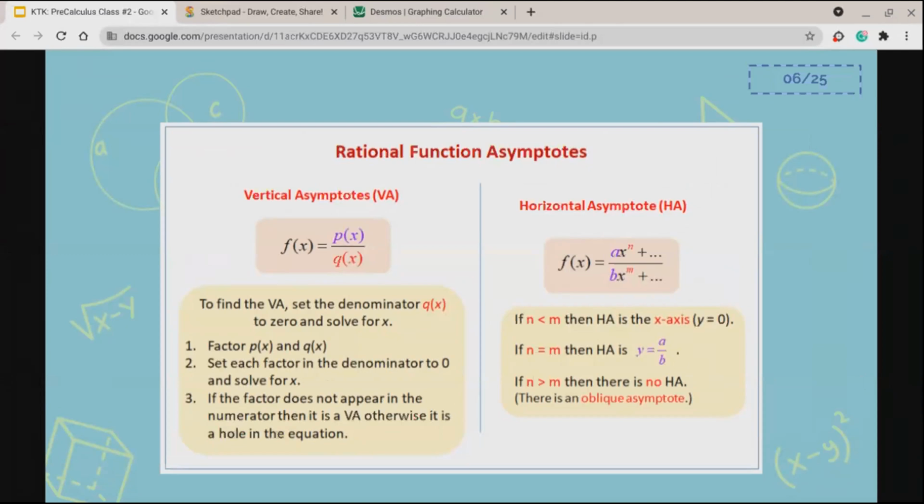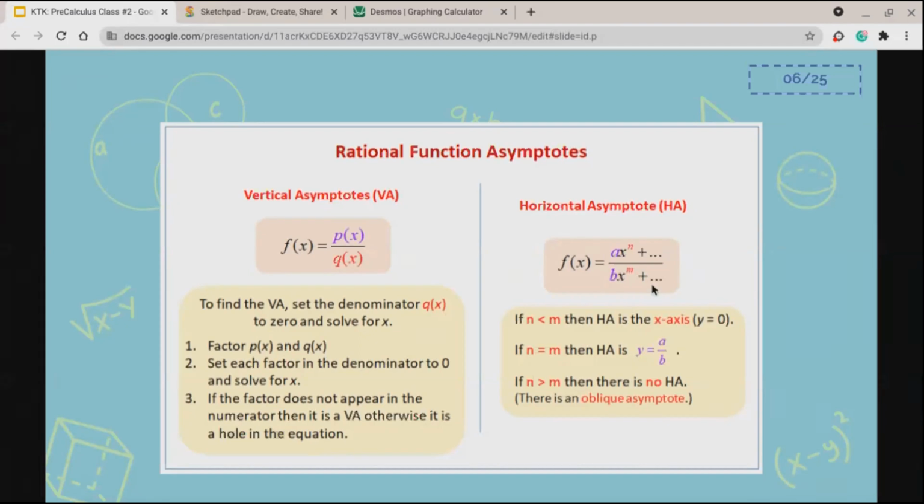So first you factor p of x and q of x. If they are completely expanded polynomials, factor them first, because that's going to make evaluating a rational function a lot easier for you. Set each factor in the denominator to 0 and solve for x. If the factor does not appear in the numerator, then it is a vertical asymptote. Otherwise, it is just a hole in the equation. We talked about that removable discontinuity, that hole in the equation, last class.